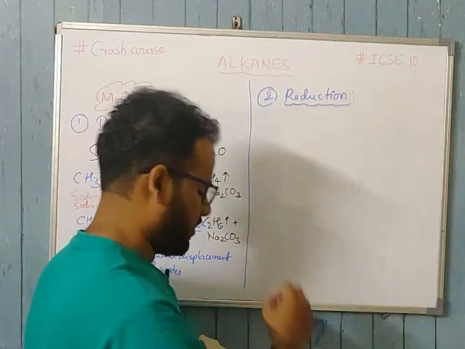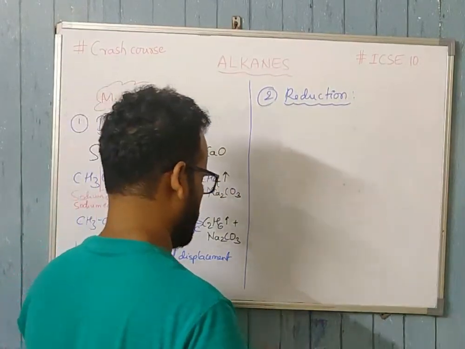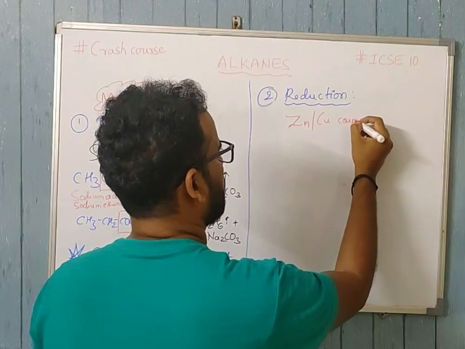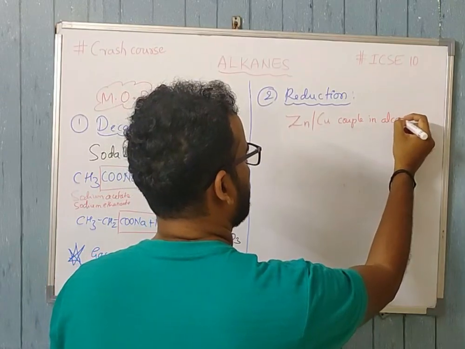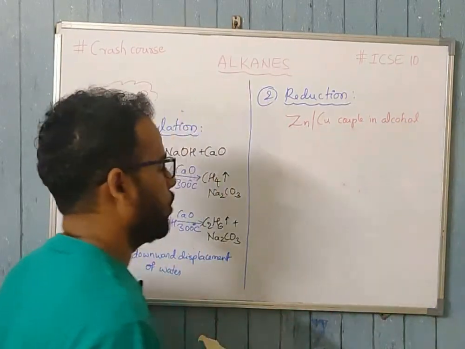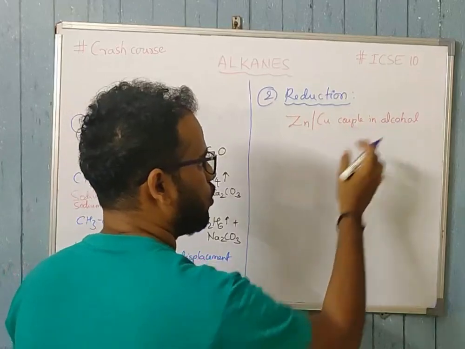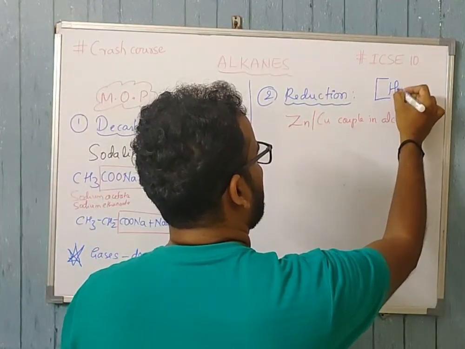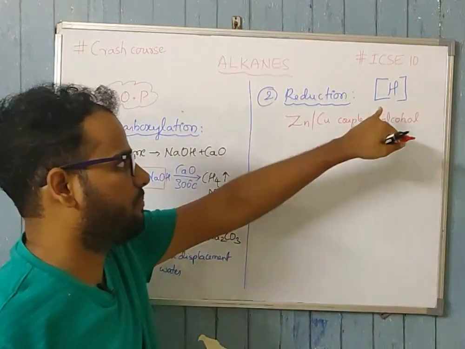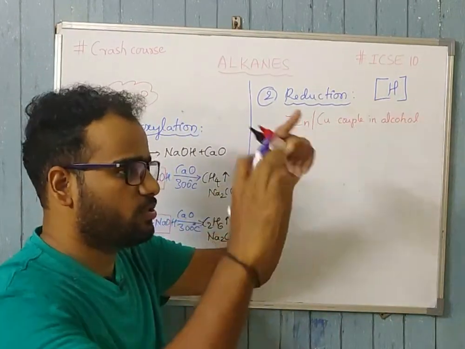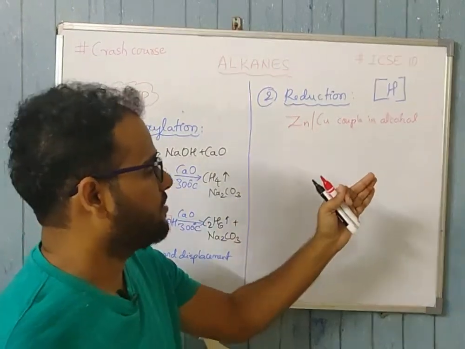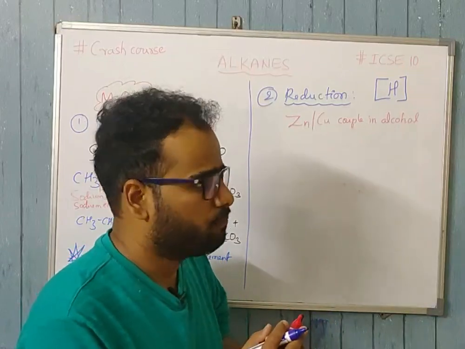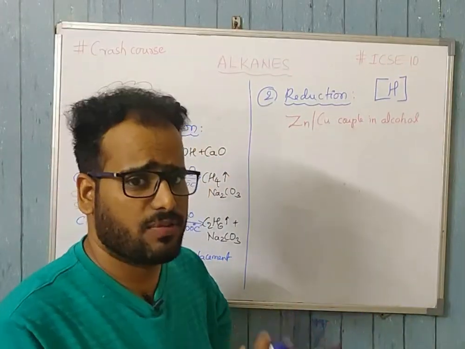Talking about the second method, reduction, what reagent do we use here? We use the metal zinc copper couple in alcohol. This metal in alcohol will produce nascent hydrogen. Nascent hydrogen is nothing but a hydrogen atom. We represent it by writing the H in square brackets. It is not so stable and forms for a small fraction of a second, so it will immediately react with our starting material.